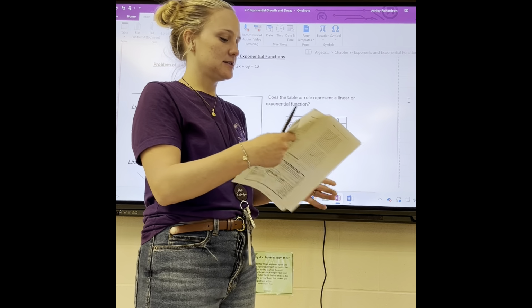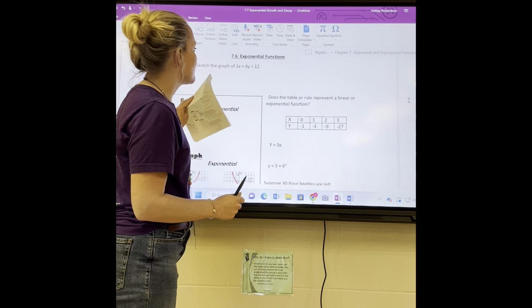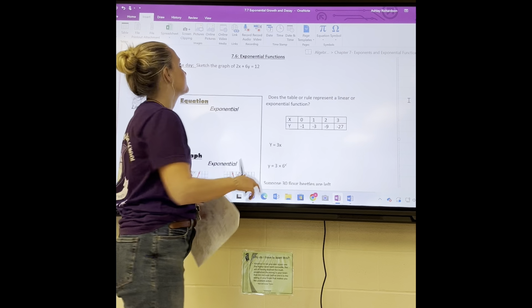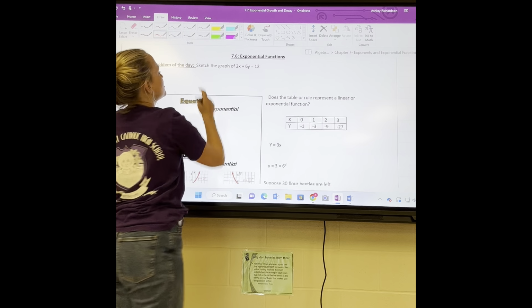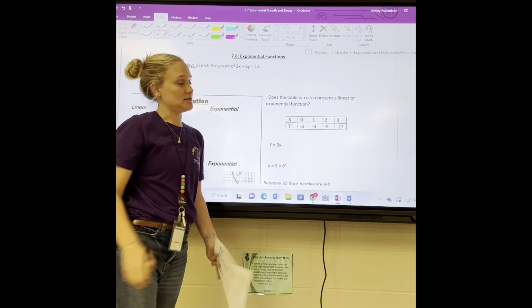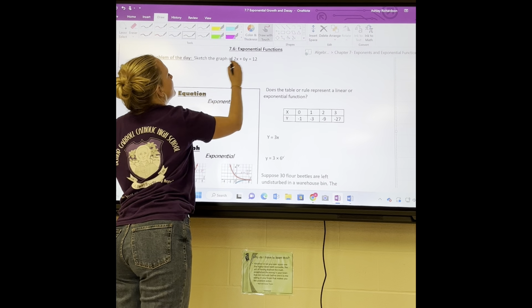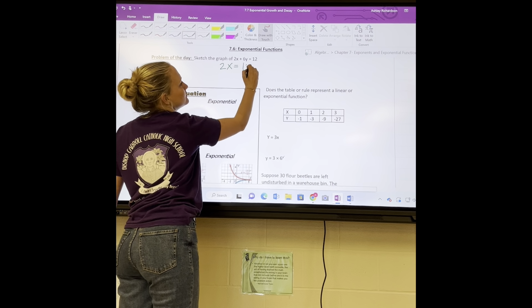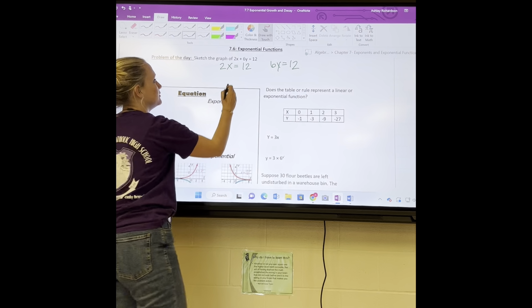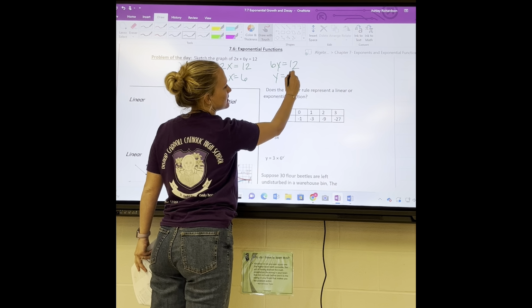Okay, so I'm on 7-6 exponential functions. Our problem of the day is to sketch the graph 2x plus 6y equals 12. So this is not in y equals mx plus b form, this is in standard form. So to sketch that graph, I figure out what x is when y is 0 and what y is when x is 0. So I'm going to do 2x equals 12, and then 6y equals 12. If 2x is 12, we would divide by 2 on both sides, so x is 6. If 6y is 12, we would divide by 6 on both sides, so y is 2.